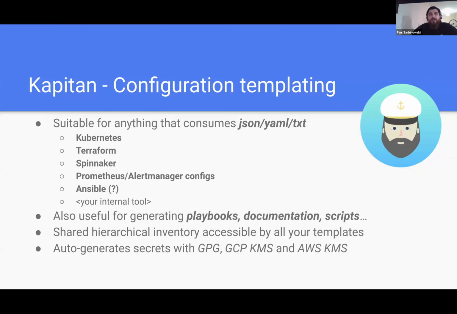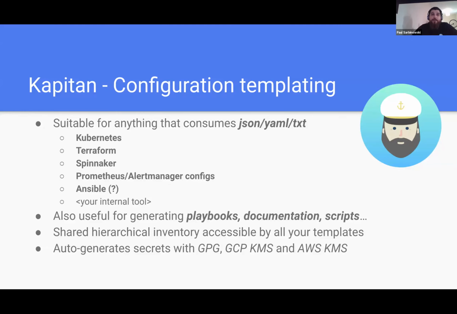Also, Kapitan does a lot more. It also generates playbooks, so documentation, scripts, and anything else that could be text-based. You have a feature called a hierarchical inventory, which is accessible by all of your templates. This inventory holds information specific to each target you're generating, and is used for deduplicating information across multiple targets.